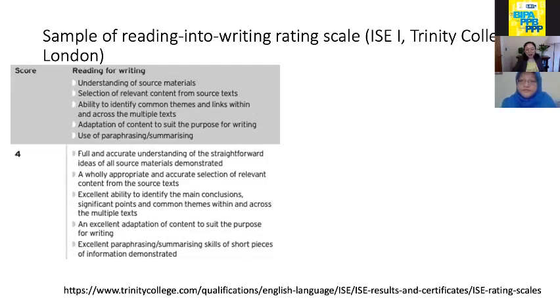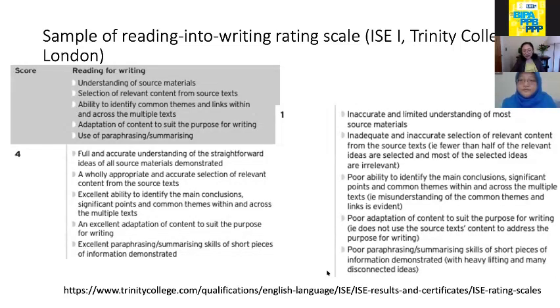While at level 1, let's see if I can show you. Level 1: poor paraphrasing or summarizing skills of short pieces of information demonstrated, heavy lifting, and many disconnected ideas. So as long as you're clear that this is something that your students shouldn't do, it's fair to penalize them because you've told them that you can't just copy and paste. You should paraphrase, or you should use your own wording.